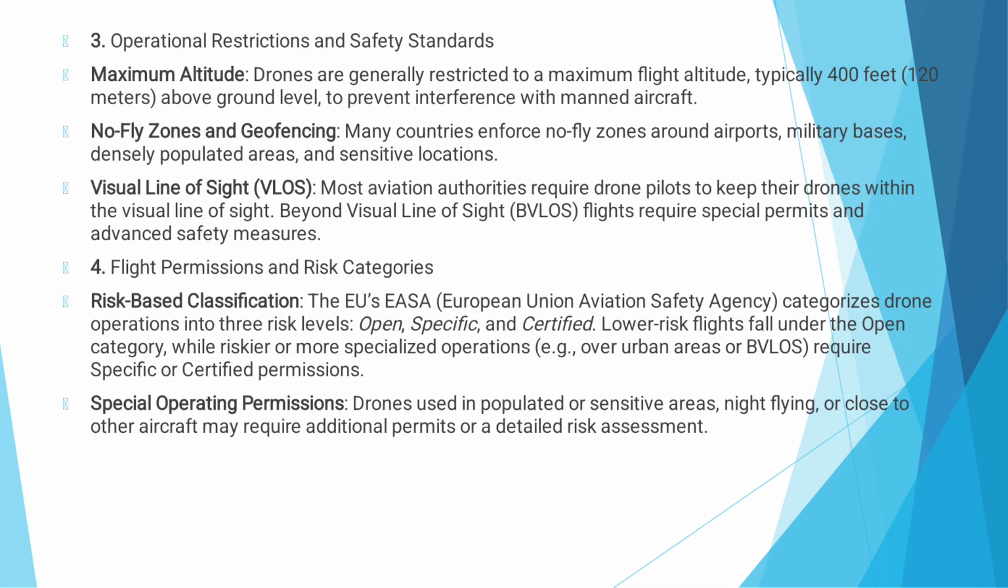Operational restrictions and safety standards. Maximum altitude. Drones are generally restricted to a maximum flight altitude, typically 400 feet, 120 meters above ground level, to prevent interference with manned aircraft. No fly zones and geofencing. Many countries enforce no fly zones around airports, military bases, densely populated areas, and sensitive locations.